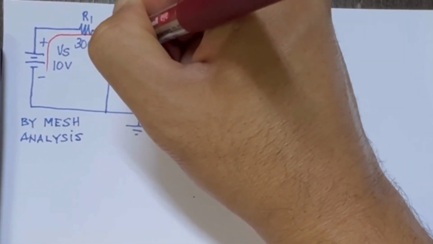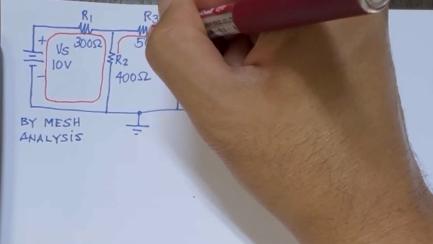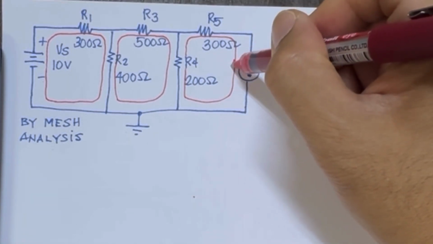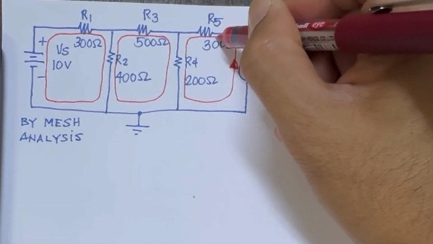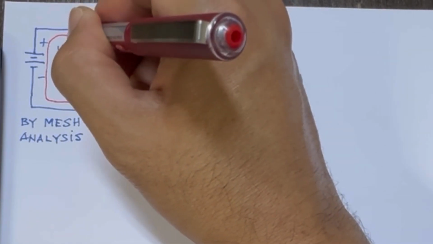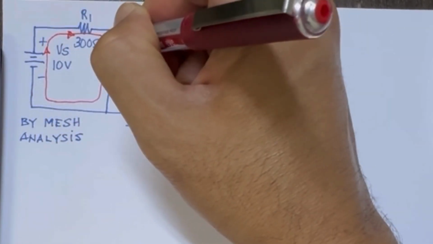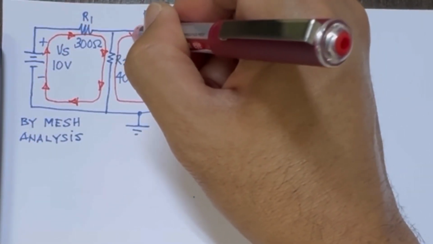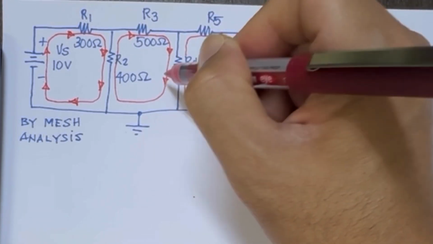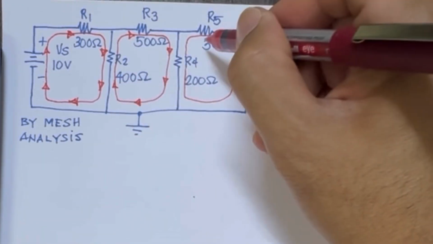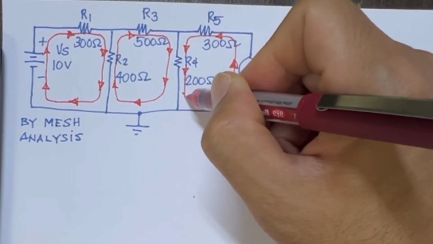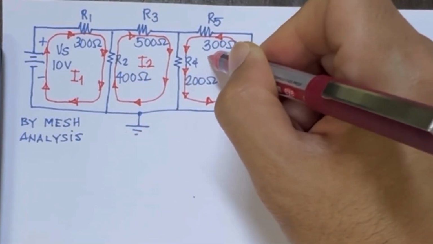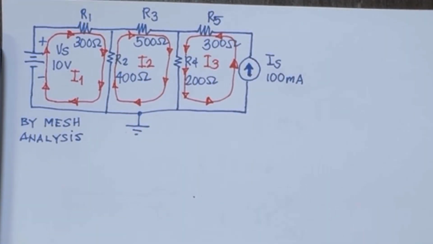The first step in mesh analysis is to draw the loop inside the closed loop in the circuit. As you can see, we have 3 loops, one on the left, one in the middle, and one on the right. Now, the next step is to draw the arrowheads based on your proposed or assumed direction. As you can see, the first loop is clockwise, the second loop is clockwise, but the third loop is counterclockwise because I followed the direction of the current source. Let's name these I1, I2, and I3.